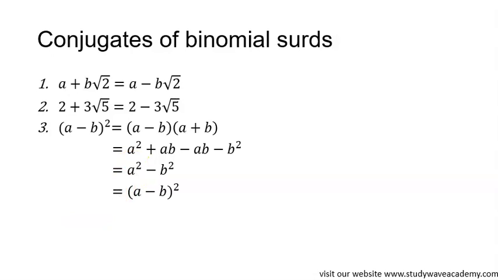So this is how to get the conjugates of binomial surds, okay? You just have to change the sign between the terms, okay? This is a term, right? You change the sign. Okay, do you understand? No confusion here, right?